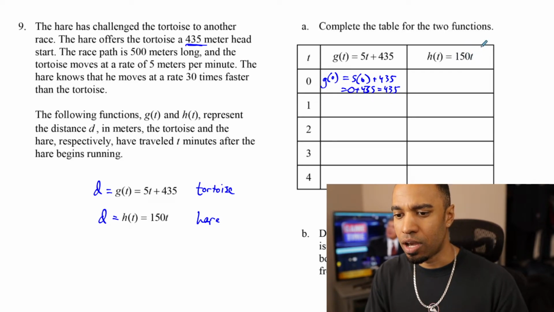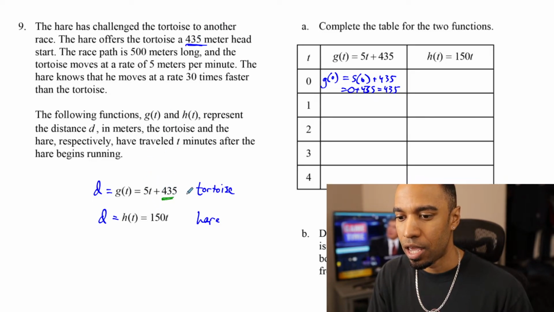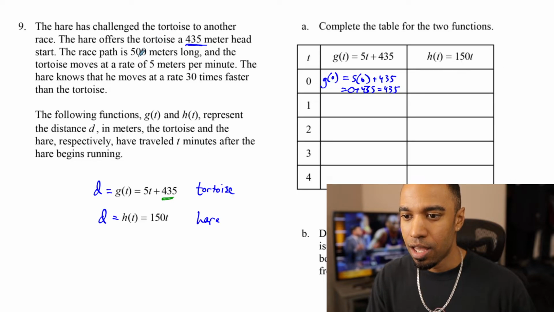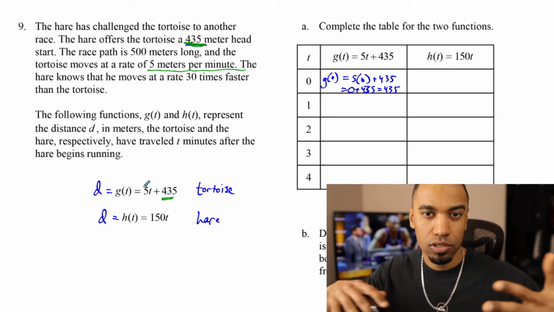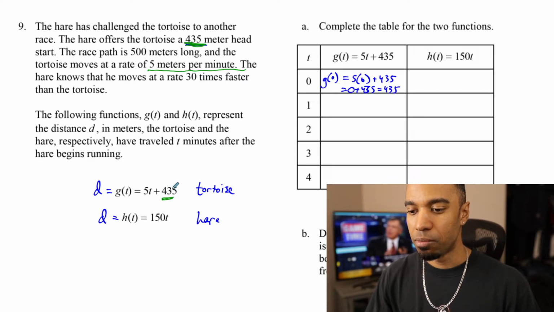Actually, before I keep moving on, I want to just talk about how these equations were made. 435 meter head start is this portion right here, and we just noticed that after 0 minutes, the tortoise has covered 435 meters. And he's going to cover then 5 meters per minute, the tortoise is, and that's what's happening here. 5 meters per minute times the number of minutes. If he goes for 10 minutes, that's an extra 50 meters, things like that. That one makes more sense.